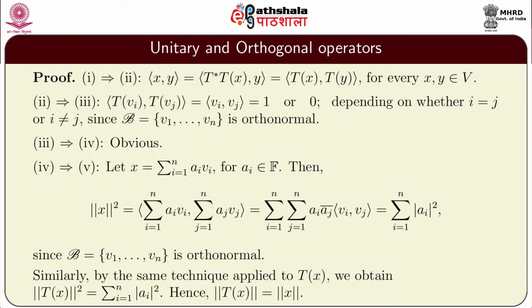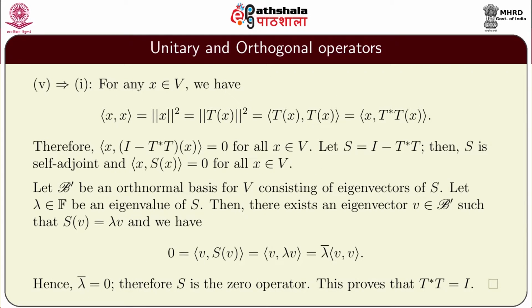Similarly, by the same technique applied to Tx, we obtain norm of Tx square is equal to summation i equal to 1 to n mod of ai square, and therefore, norm of Tx is equal to norm of x. Finally, 5 implies 1.